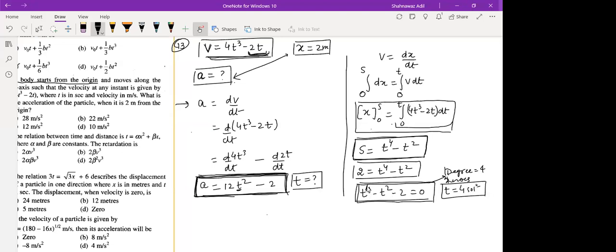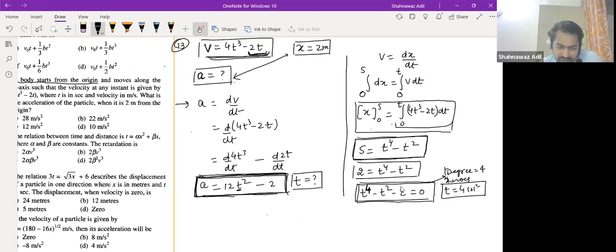So how do we solve this equation? This is not a quadratic equation, right? You guys know how to solve the quadratic equation. So we have to calculate the time so that we can calculate acceleration. So what can we do here to solve this equation?